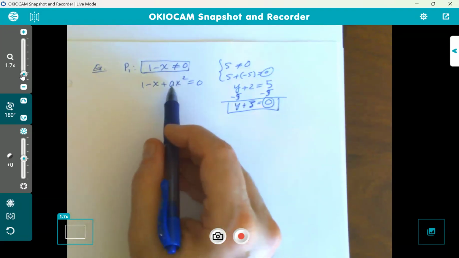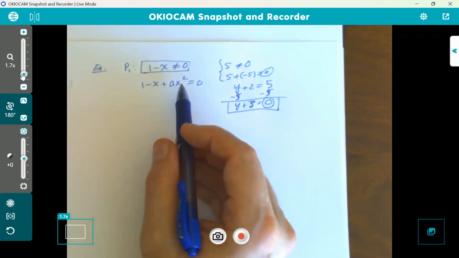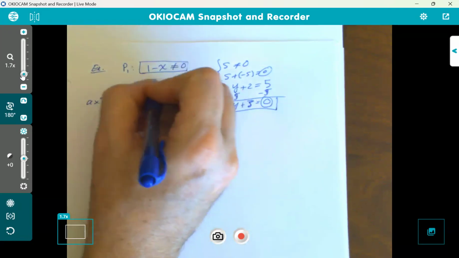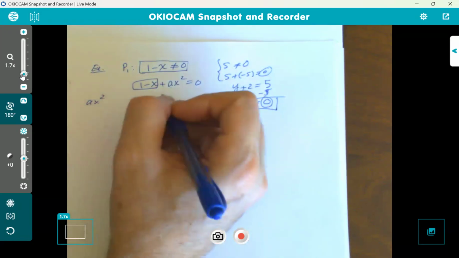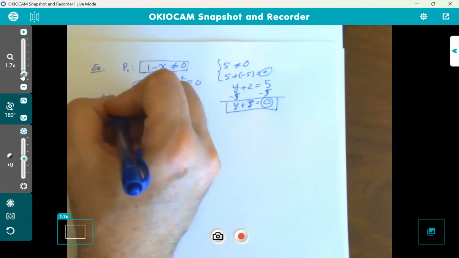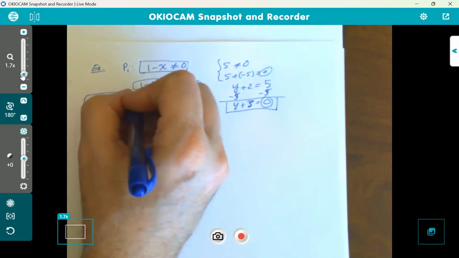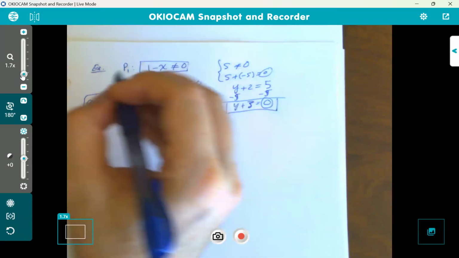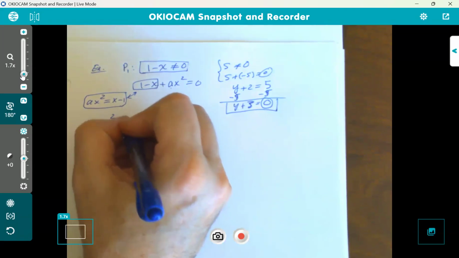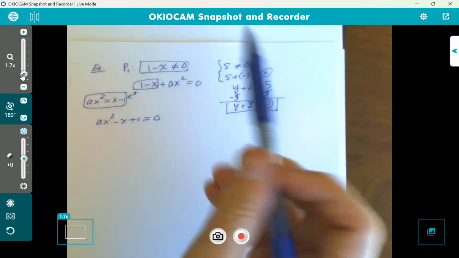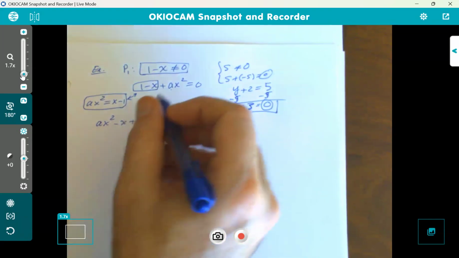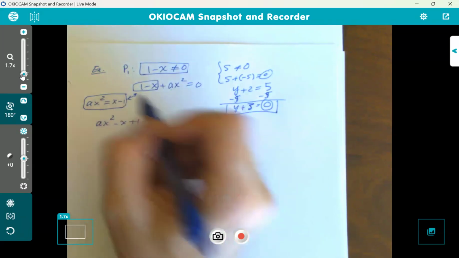I'm going to add something in the form ax squared equal to 0, right? Now, what will this ax squared look like? Well, for this to be 0, shouldn't ax squared be the opposite of that, so they add to 0? So my ax squared has to be, really, x minus 1. So that is the opposite of that, to make it 0. Okay, well, that means ax squared minus x plus 1 equals 0, right? Okay, so this would work, right? Clearly, if I let ax squared be x minus 1.